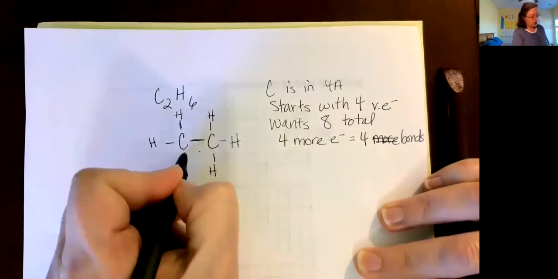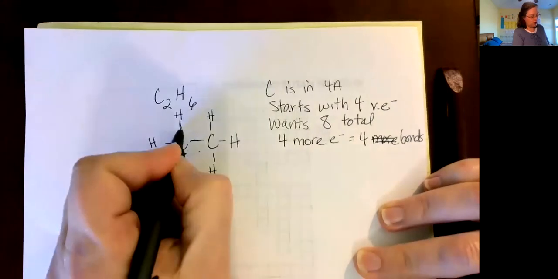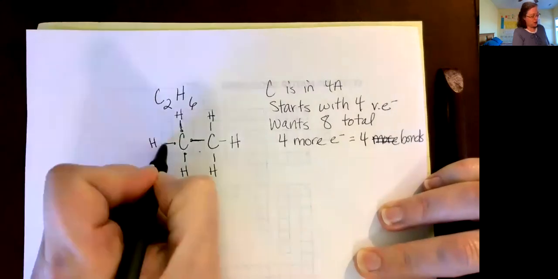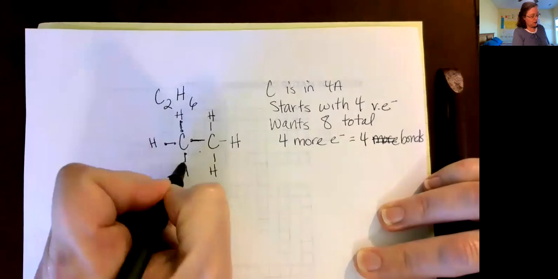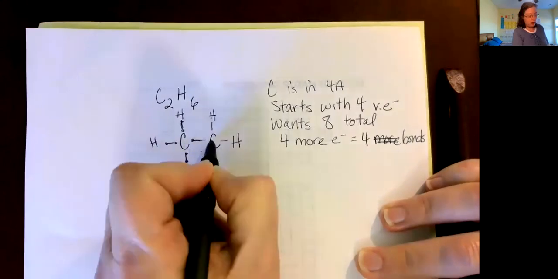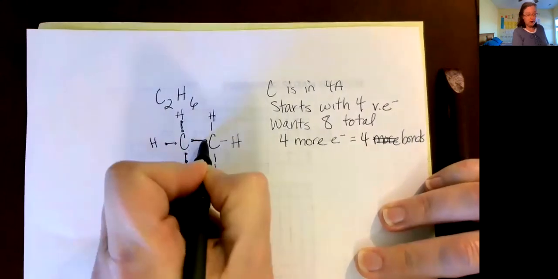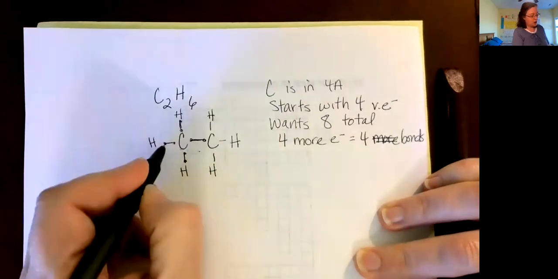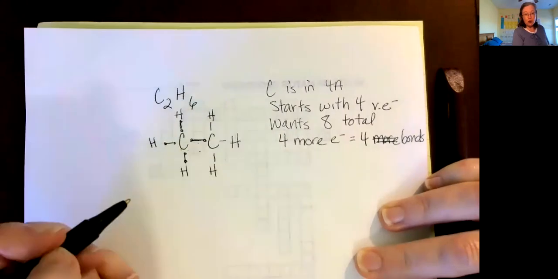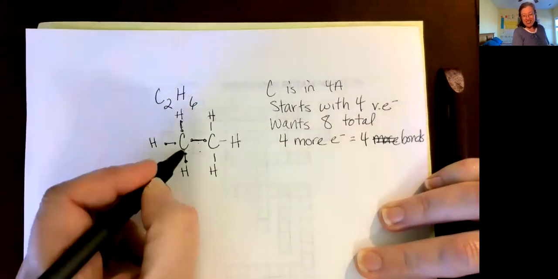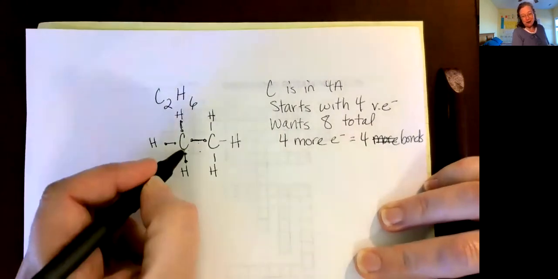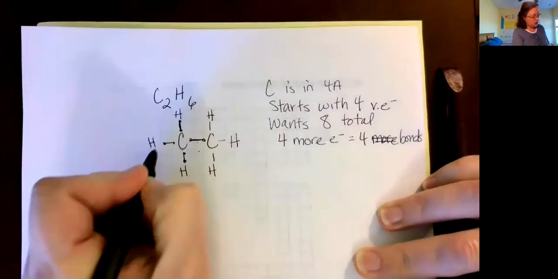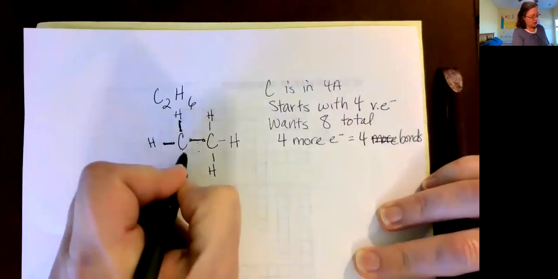So here's the 1, 2, 3, 4 that this carbon came to the party with. Each hydrogen is sharing 1 electron. And this carbon over here is sharing 1 electron with this carbon. Now I see that I have 2, 4, 6, 8 total electrons that this guy has at least shared custody of. I don't leave 2 dots. Please don't leave 2 dots in your drawings.